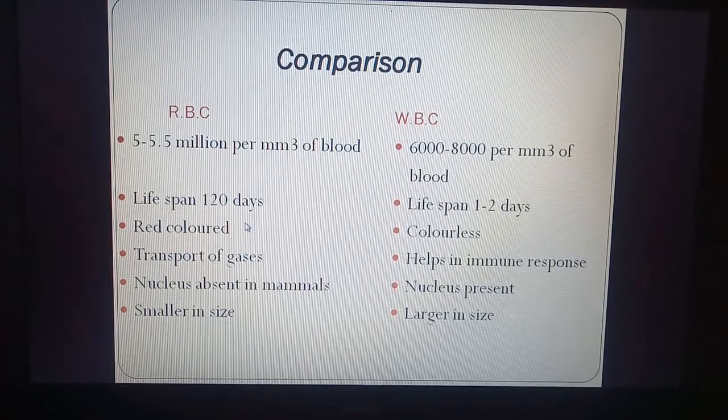RBC are red colored due to hemoglobin. WBC are colorless because they don't have any pigment. RBC help in transport of gases, mainly oxygen. WBC help in immune response or fighting disease. RBC do not have a nucleus in mammals, while in WBC a nucleus is present. RBC are smaller in size in comparison to WBCs. So these are the main differences.